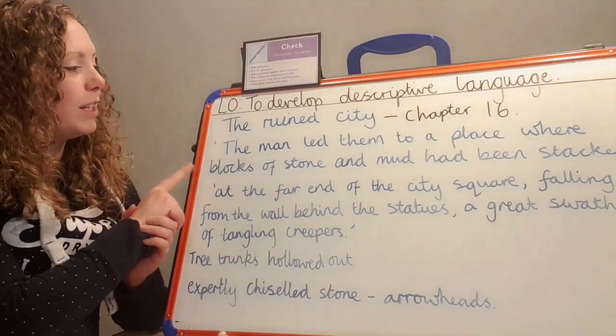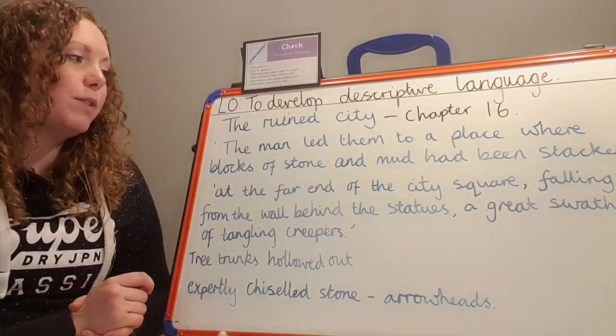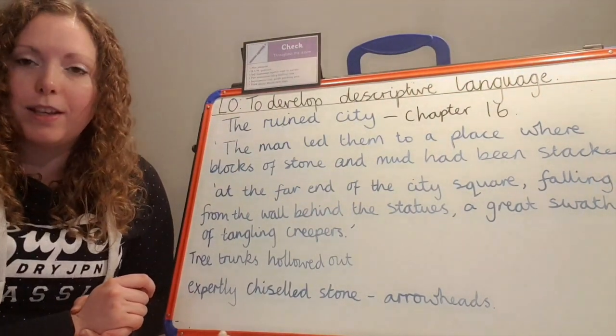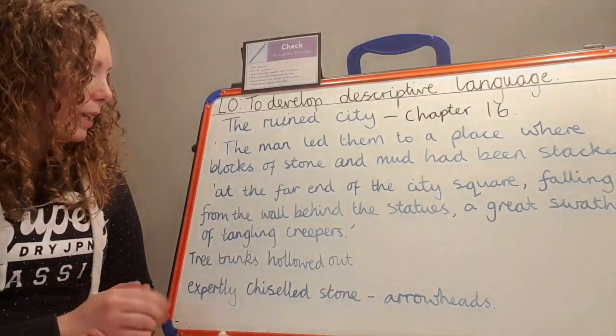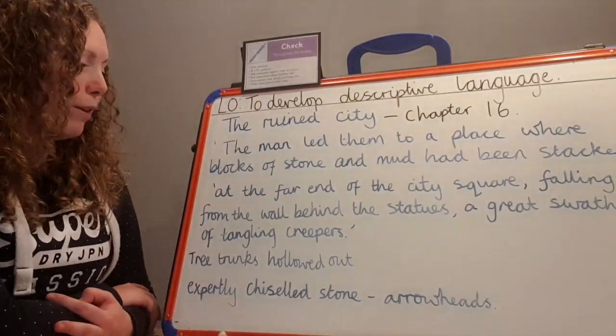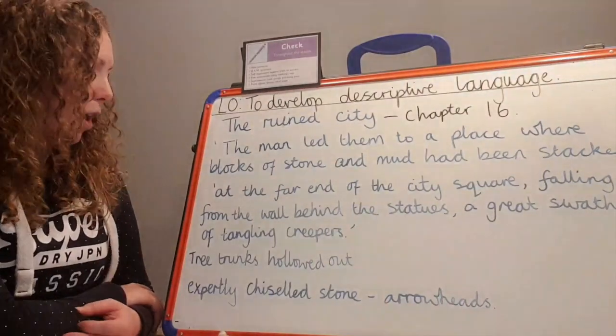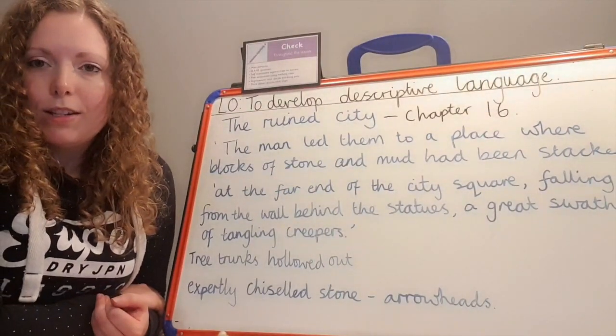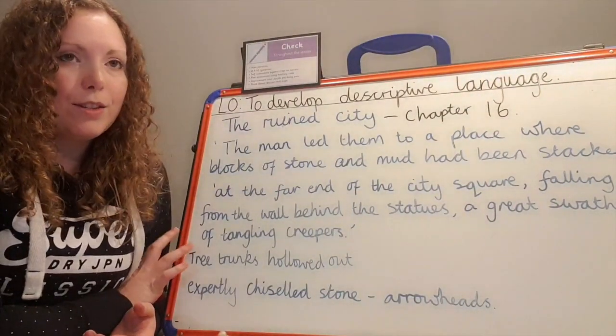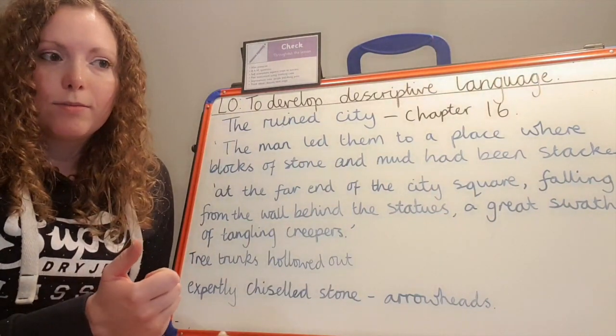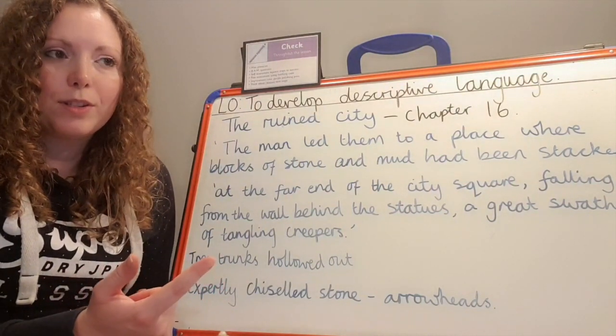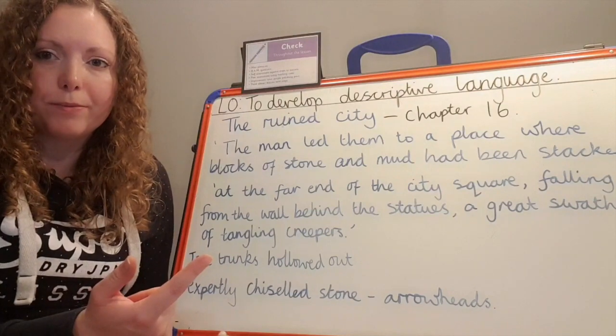I've written, "the man led them to a place where blocks of stone and mud had been stacked," and it said in the chapter that they were used to make the sides of a room. And, "at the far end of the city square, falling from the wall behind the statues, a great swath of tangling creepers." So those two quotes describe that there were statues, it was a city, and there were things made from blocks of stone and mud.